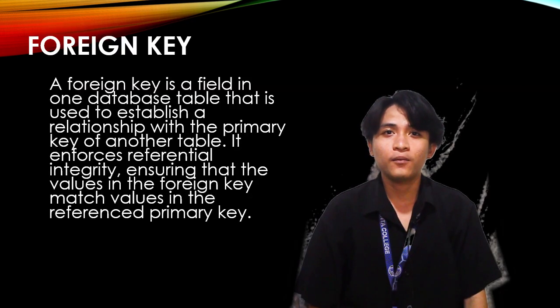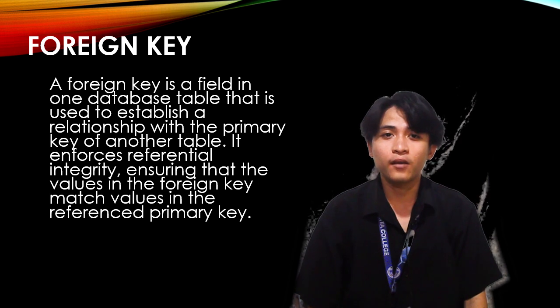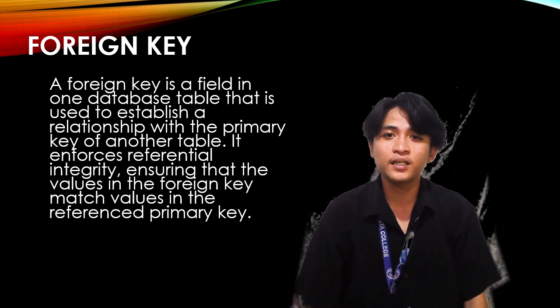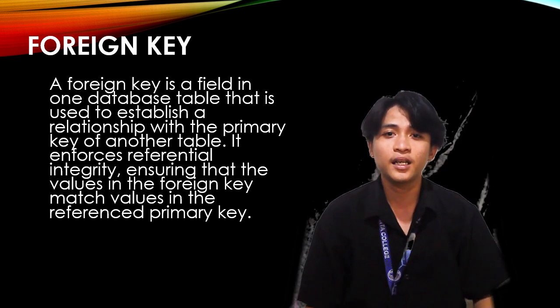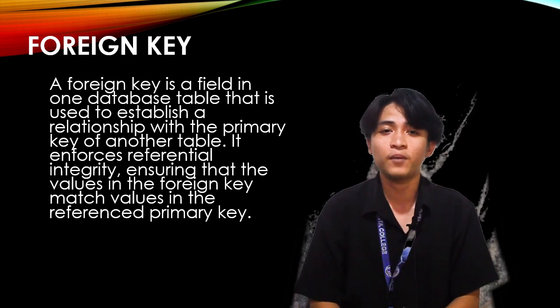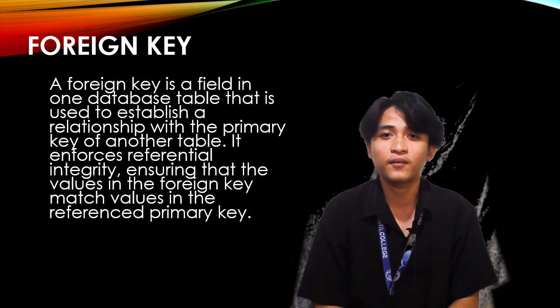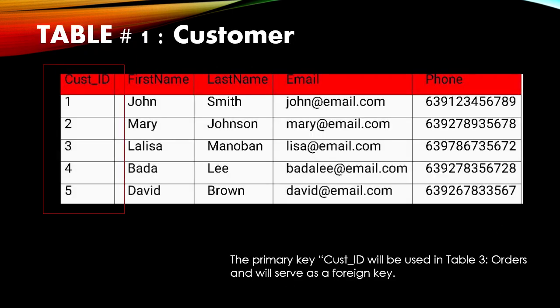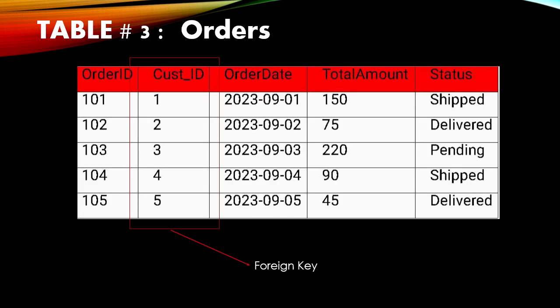Foreign key. First of all, what is foreign key? A foreign key is a field in one database table that is used to establish a relationship with the primary key of another table. It enforces referential integrity, ensuring that the value in the foreign key matches the value in the referenced primary key. The primary key customer ID will be used in table 3, orders, and will serve as a foreign key.